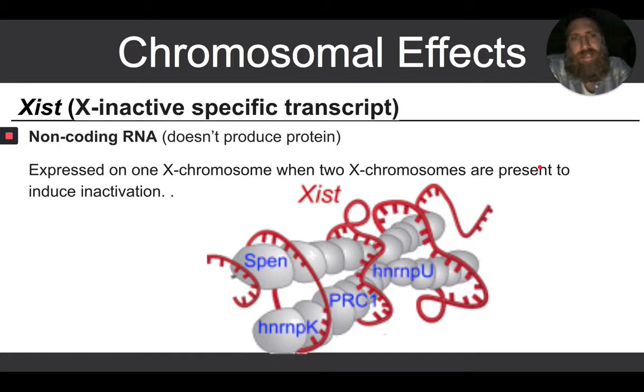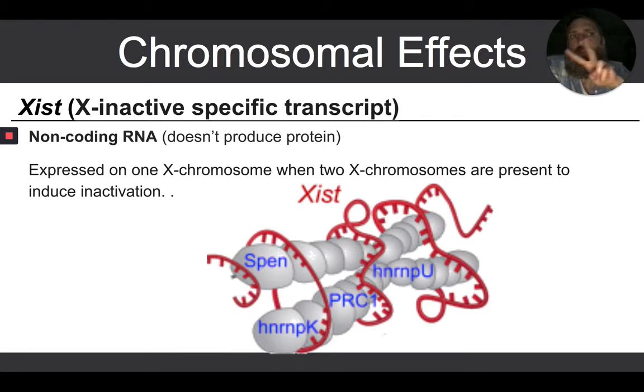So there is this other phenomenon that happens, this gene that codes for the Xist, the X inactive specific transcript. This is a gene that's on the X chromosomes. It's what's known as a non-coding gene, which just means that ultimately it doesn't produce a protein. It produces an RNA, right? So it transcribes, but it doesn't do that last step of translating. And this isn't uncommon throughout the genome. There are lots of non-coding genes.